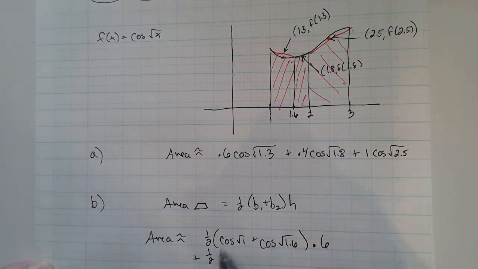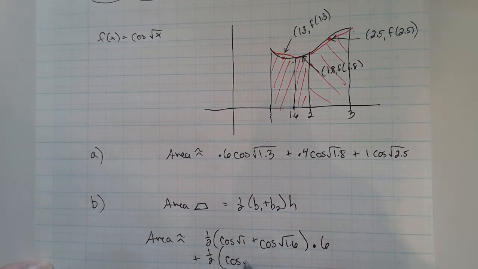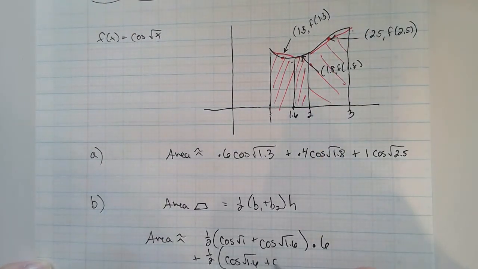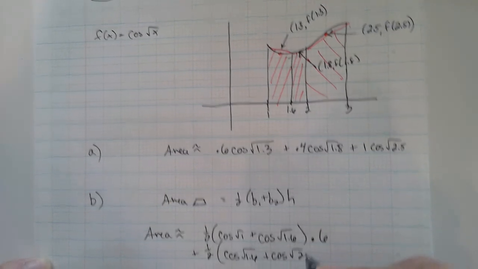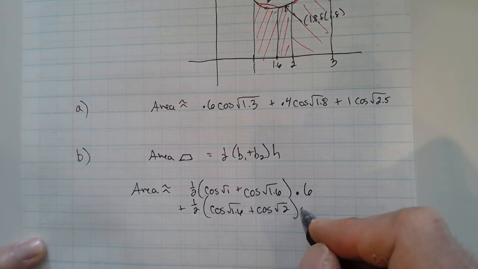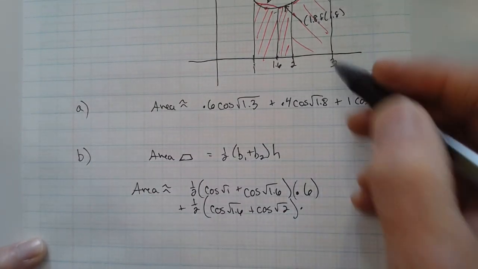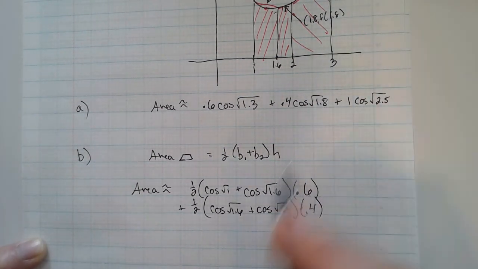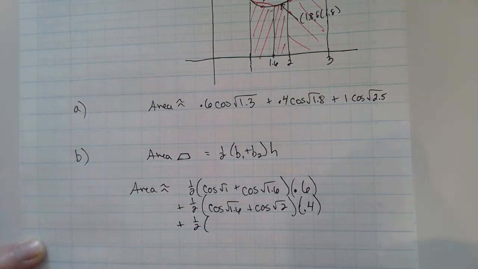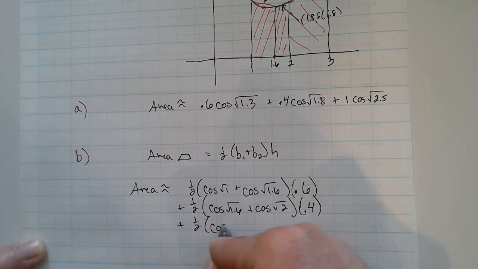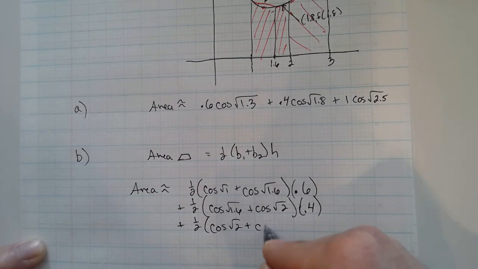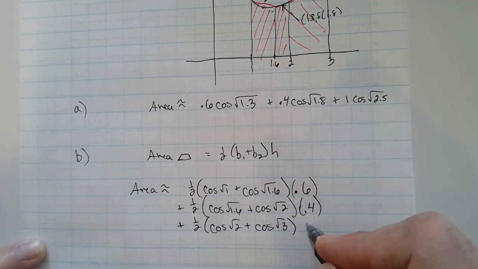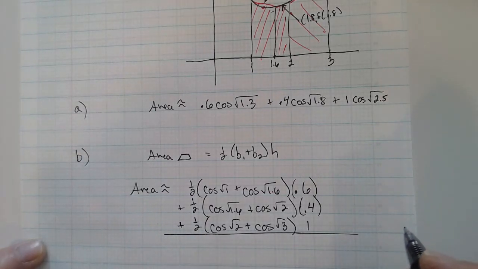Plus 1/2 base 1 plus base 2 times 0.4, and then plus 1/2 base 1 plus base 2 times our height, which is 1. Add them up and get your answer.